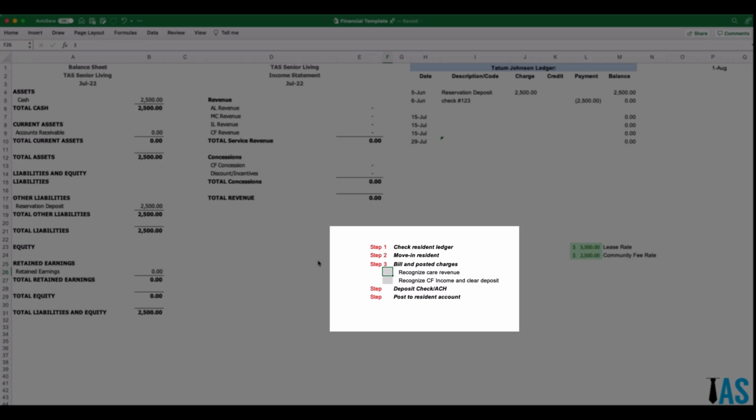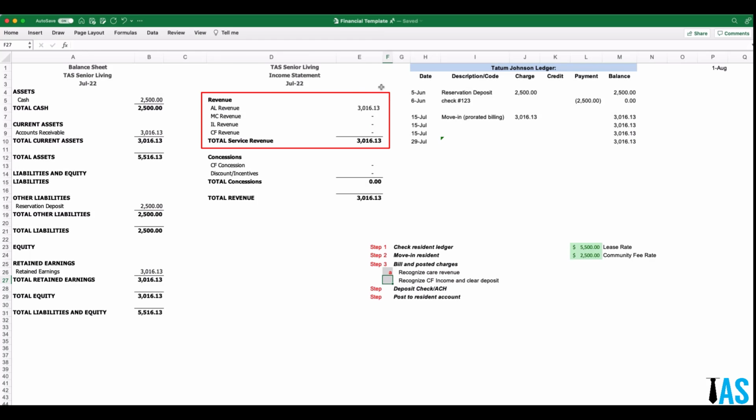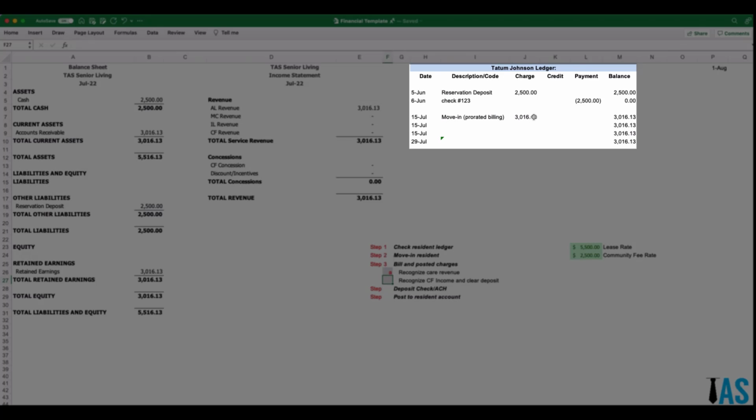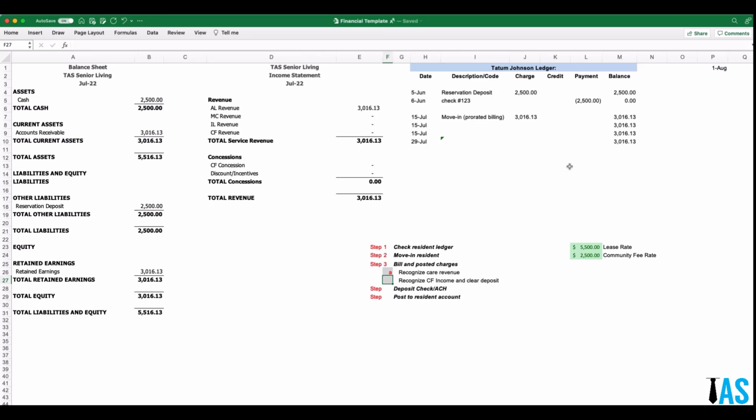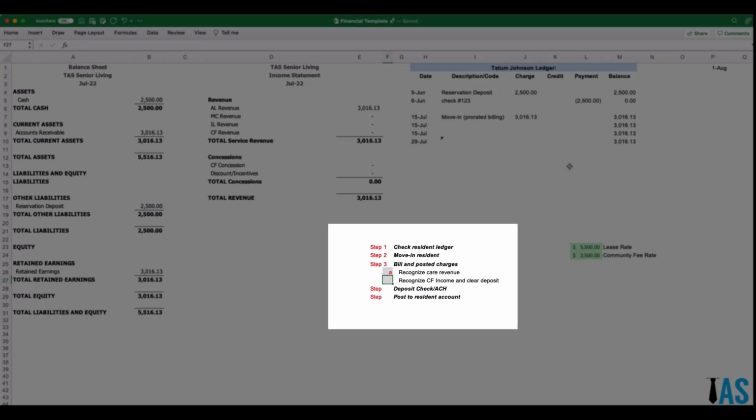That would be step 3, and then it's going to be broken down into 2 sub-steps, one of which would be to recognize the care revenue. Okay, and so we notice that now we have revenue. Once again, the accounts receivable goes up. So you see on the ledger, we've charged a prorated amount of rent based on a lease rate of $5,500. That's prorated for 17 days.